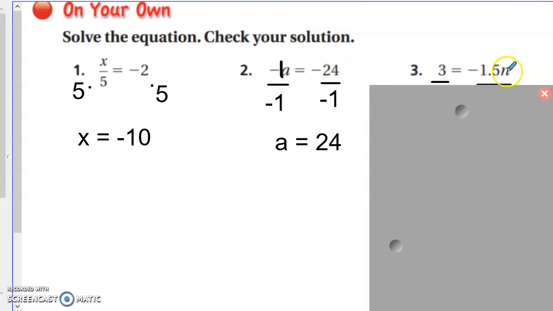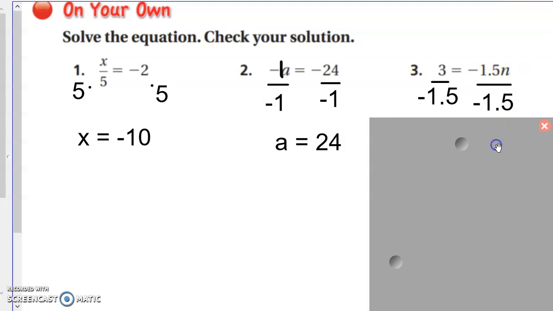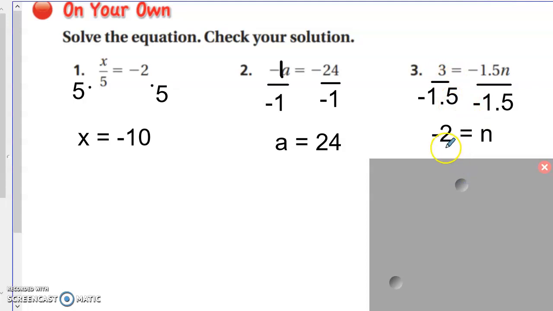This one, they switched it up a little bit. The variable's on this side, so I'm multiplying by negative 1.5. So that means, of course, I need to divide by negative 1.5 on both sides. 3 divided by negative 1.5 is, of course, negative 2, and I can check that. Negative 1.5 times negative 2 would give me positive 3.